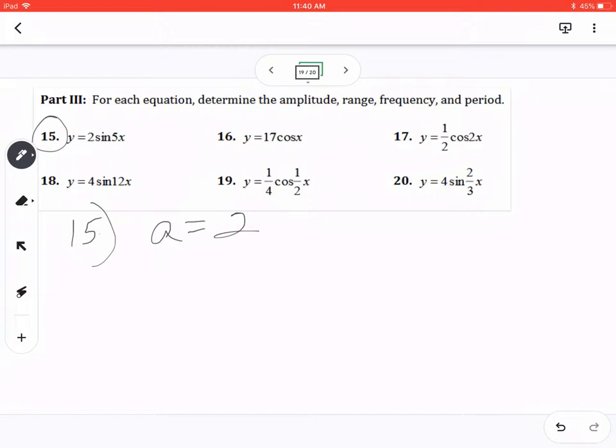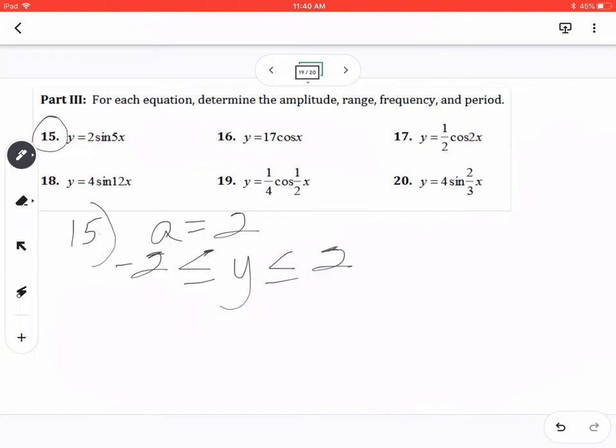And our range is going to be based off of that amplitude. Our range in this case is going to be the y values. The highest it could be is the amplitude, which is 2, and the opposite of the amplitude would be the lowest or the minimum. And our y value could be greater than or equal to -2 or less than or equal to 2.